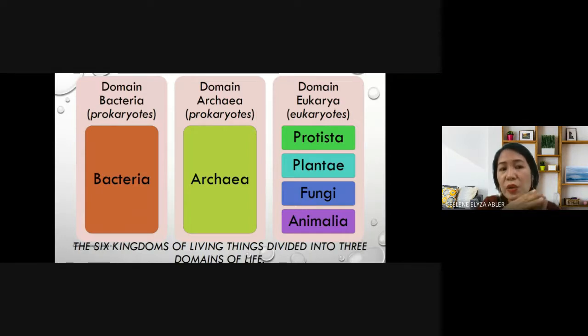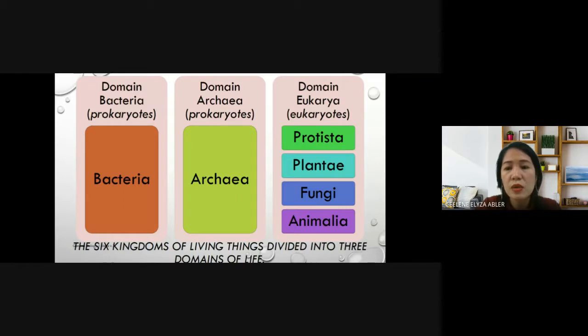But for domain Bacteria, kaya nga, di ba, pag sinasabing madumi yung pagkain, but if you boil it thoroughly, like a rolling boil, that means you can kill the bacteria. Kaya nga, we cook our food. It's because mainly, hindi yan para sa taste lang or sa lasa lang. It's because you are already trying to kill the bacteria.